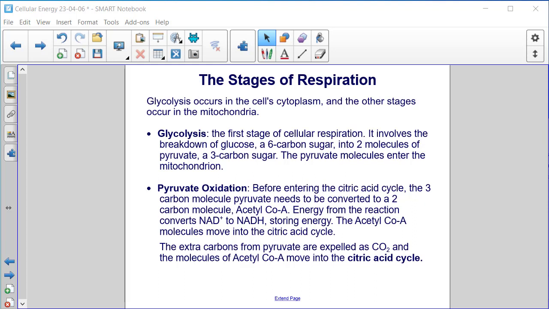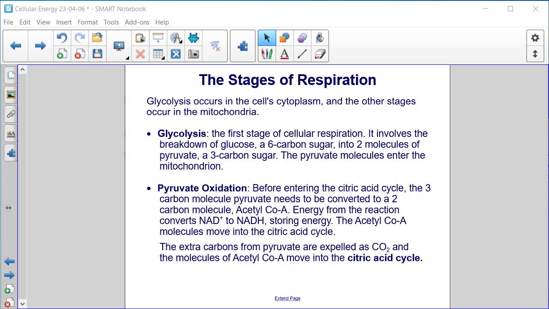Glycolysis is the first stage of cellular respiration. It involves the breakdown of glucose, a 6-carbon sugar, into 2 molecules of pyruvate, a 3-carbon sugar. The pyruvate molecules enter the mitochondrion.